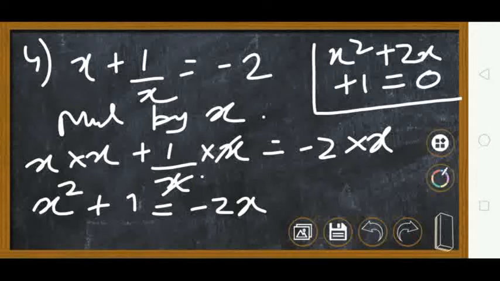Okay, so then you can write comparing with ax square plus bx plus c equal to 0, we get a is equal to 1, b is equal to 2 and c is equal to 1. Therefore, it is a quadratic equation. Okay. How do we write in proper steps?